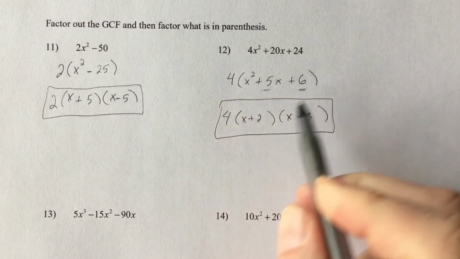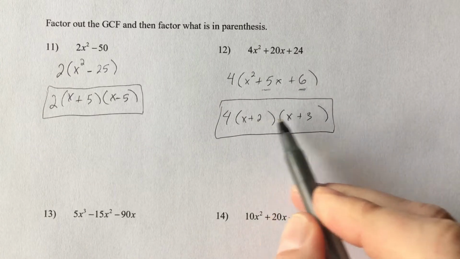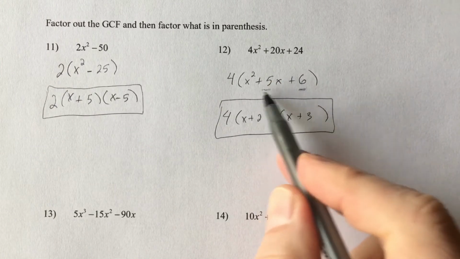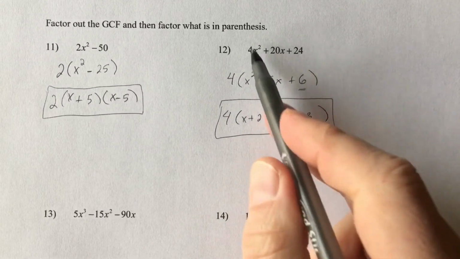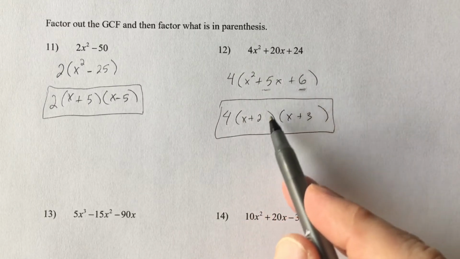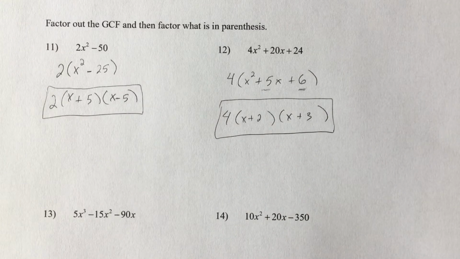So kind of check my work. 2 times 3 is 6. 2 plus 3 is 5. That gets me back to there, and then if I redistribute, I get all the way back there. So that's all of that broken down into the factored form there.